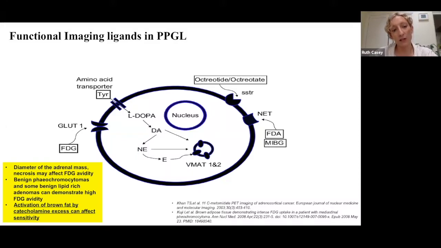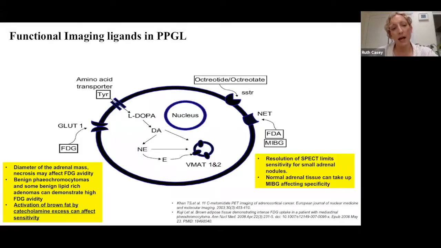Another important thing to mention is that if we employ FDG PET CT in patients, for example, with elevated catecholamines in whom we're trying to locate an occult paraganglioma or pheochromocytoma, it's important to be aware that catecholamines can activate brown fat. And of course, brown fat can take up FDG. And in young females in particular, that brown fat is often located around the chest and lower neck area. So that might mask a small mediastinal or neck paraganglioma if there's significant brown fat activation. So something to be aware of.